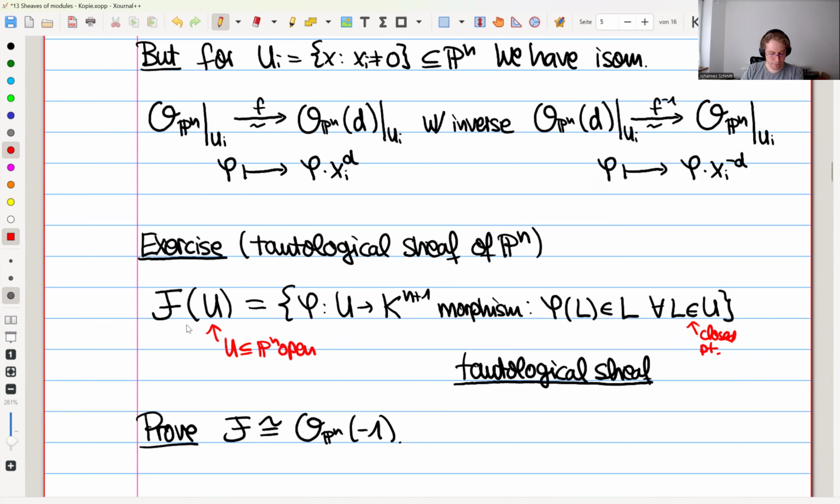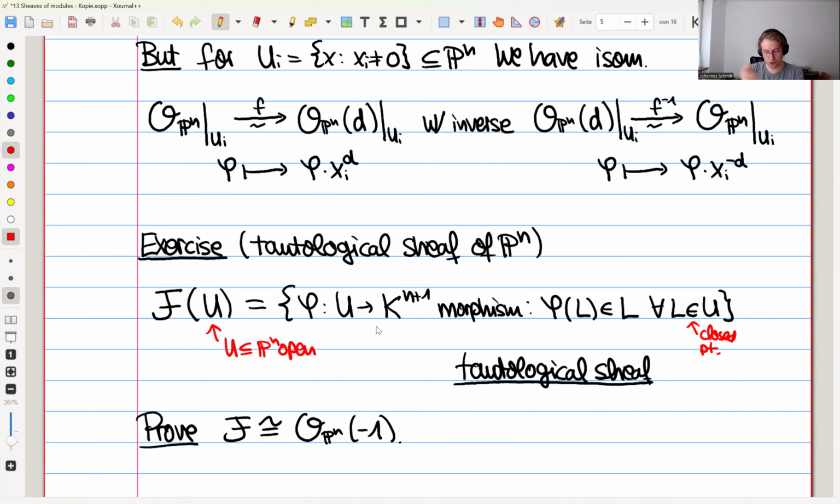The tautological sheaf, let's call it F, on any open set U inside P^n, just gives all the morphisms from this open set U into k^{n+1}. Here you could also write affine space A^{n+1}. So it's a morphism of varieties such that you have a set theoretic condition that the image of any point L in U inside P^n, where P^n is the set of lines through the origin, so we can see this as a line inside k^{n+1}, we want that phi of this point in P^n, corresponding to this line L, actually lies inside the line L itself.